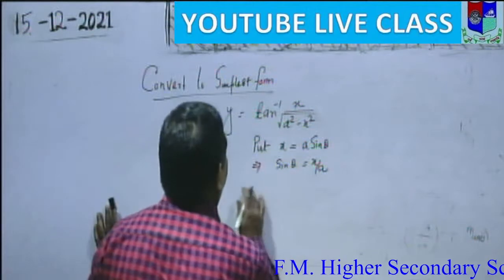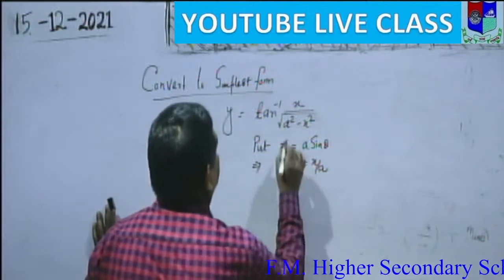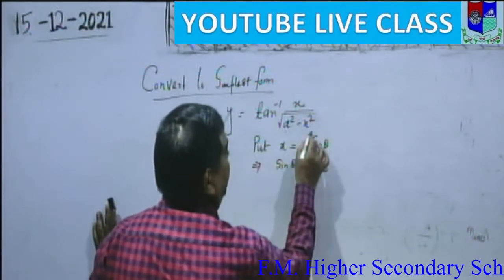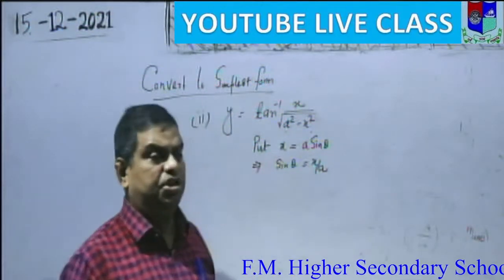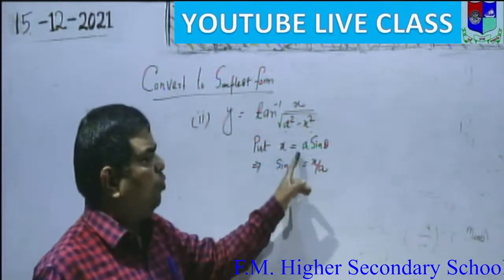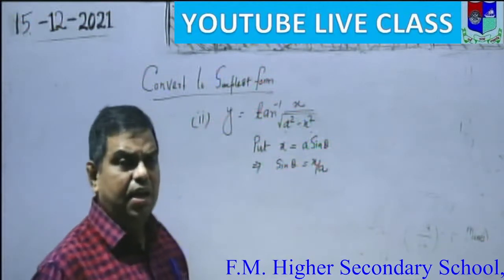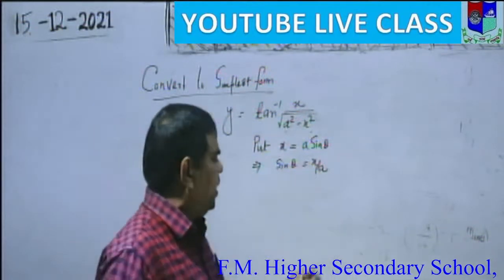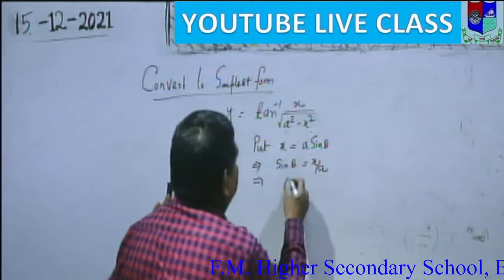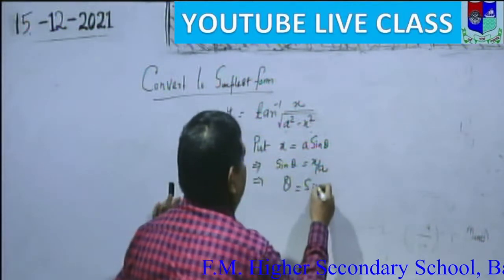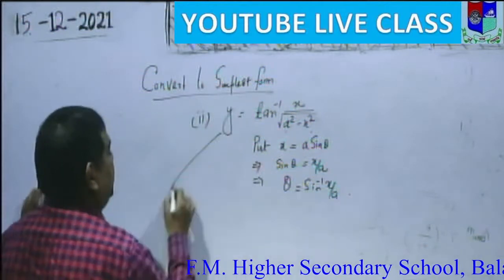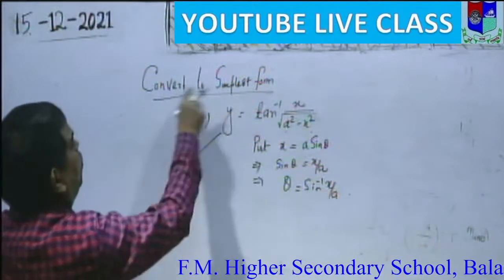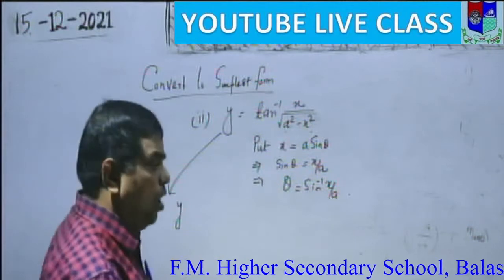Therefore, my question is x by square root of a square minus x square. According to the suitable substitution, x is put to be a sin theta. Therefore, sin theta is x by a. Hence, theta is sin inverse x by a. But simply we have to convert it to simplest form.